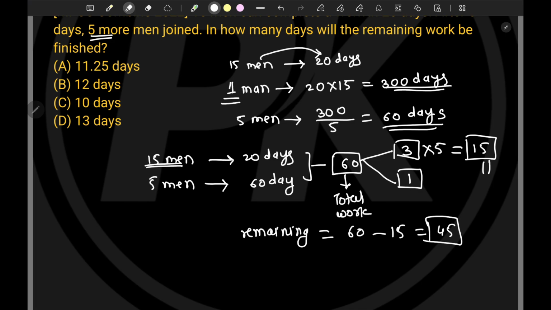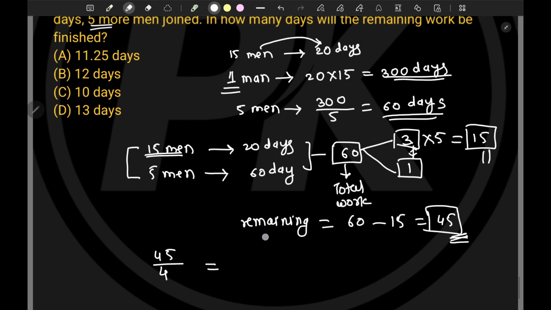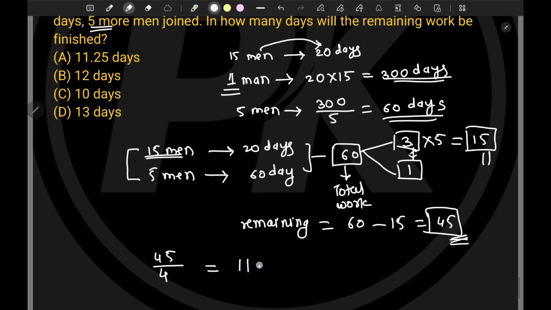And now 15 plus 5, they are working together to complete this 45 portion of the work. So in one day they are completing how much portion of the work together? 4, right? So to complete 45 portion of the work, they will require these many days, and hence the option, let's see. 4 ones are 4, 4 ones are 4 point something. So which is the option? Option number A. And hence option number A is the correct option.